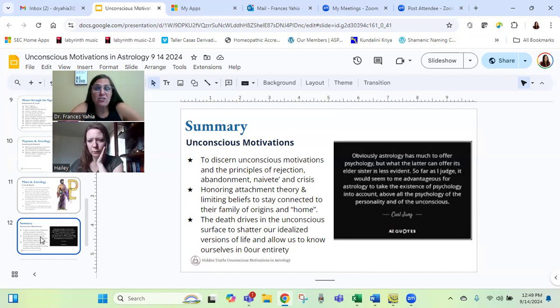Obviously, astrology has much to offer psychology, but what does psychology offer its older sister, astrology? So far as I judge, it would seem to me advantageous for astrology to take the existence of psychology into account. Above all, the psychology of the personality and of the unconscious.